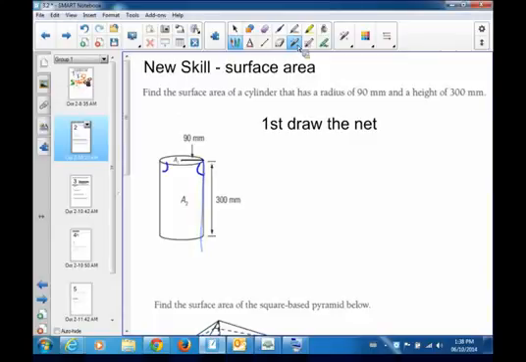So let's say this is it. 90 millimeters radius. So the circle on end, halfway across it is 90 millimeters. 300 millimeters high, right? That's that. First, draw the net. Well, if you're not here in person, you can't see this. But if I pull off the lids, right, I've got 2 circles to do the area of. And then this. When I unwrap this, it's going to look like a rectangle, right?